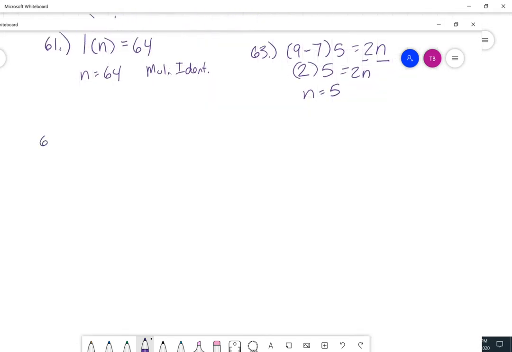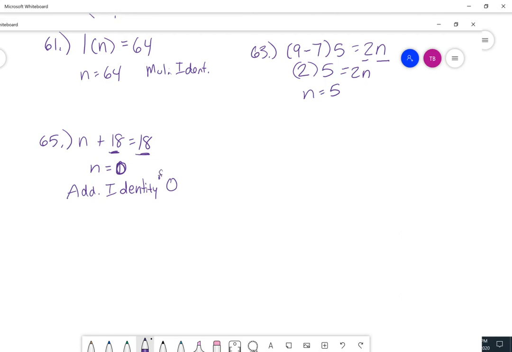Number 65. N plus 18 equals 18. So remember 18, the identity of 18 stays the same. So n has to equal 1, and that's the additive identity. Oh, I'm sorry, 0, not 1. I hope you got that. Are you listening? Identity of 0.